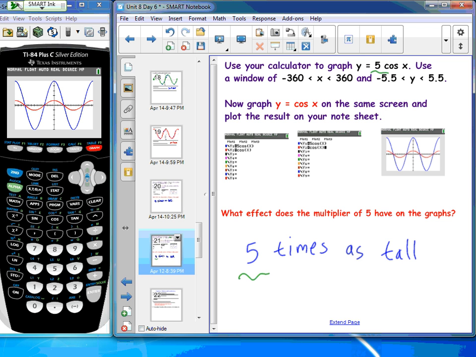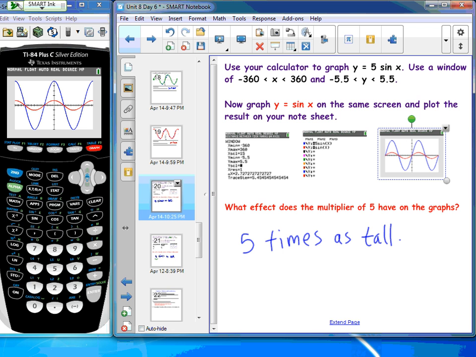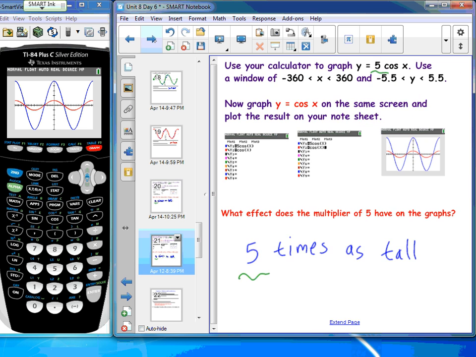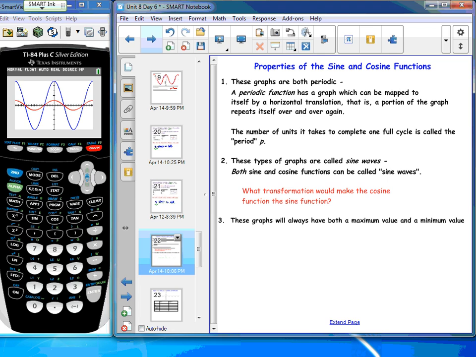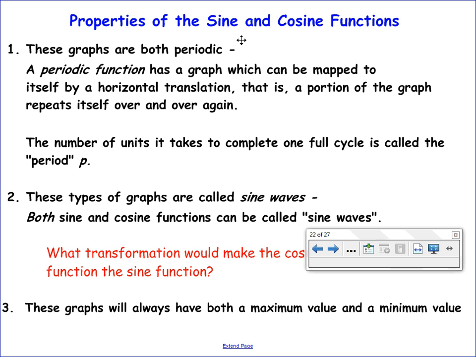So 5 times as tall. I think I'm going to add that in my other one too. 5 times as tall. That's pretty sweet. All right, so we've got some key important properties with the sine and cosine functions. This is a big deal.